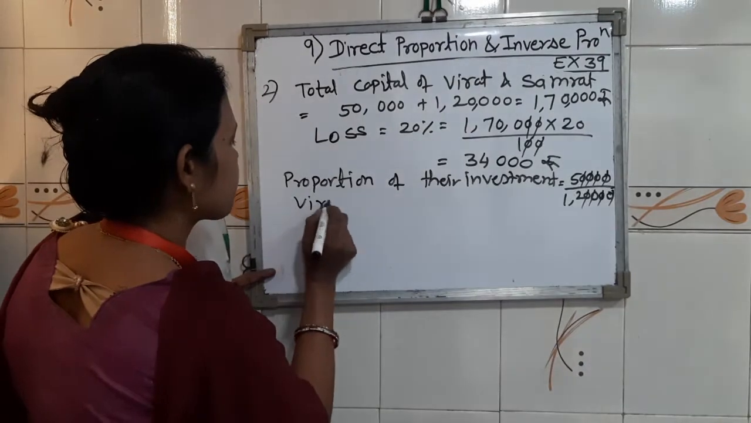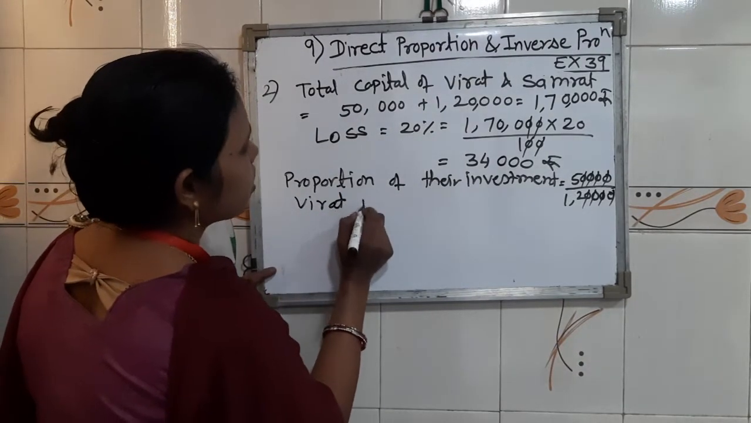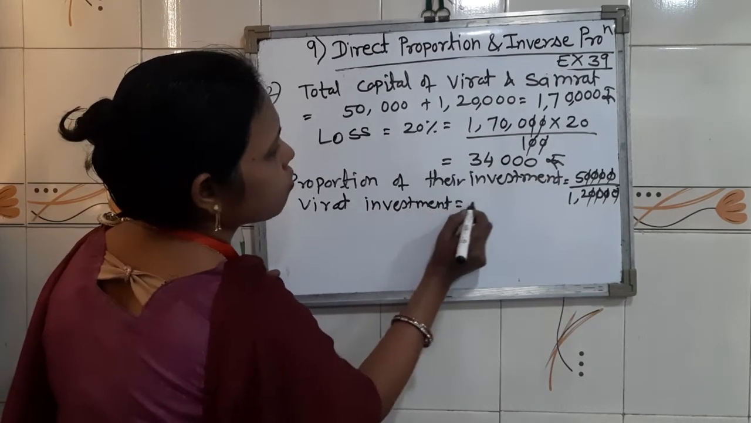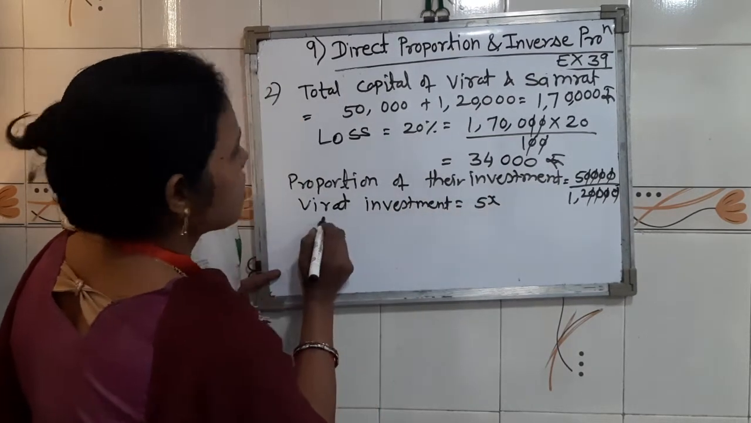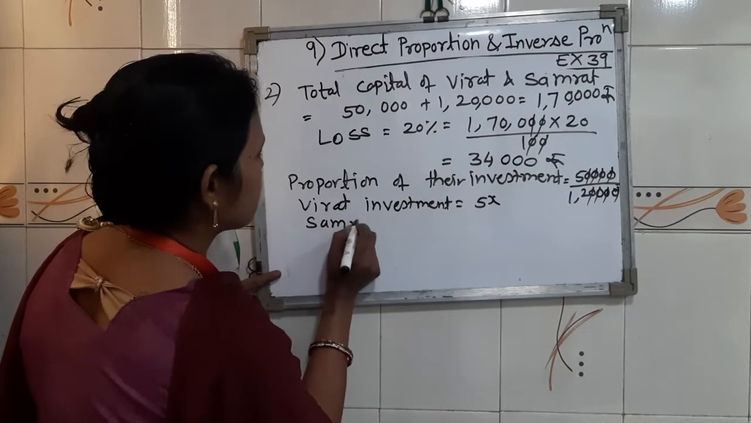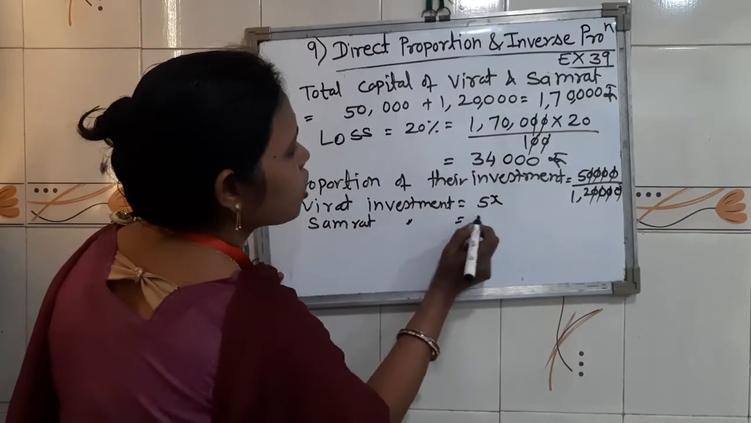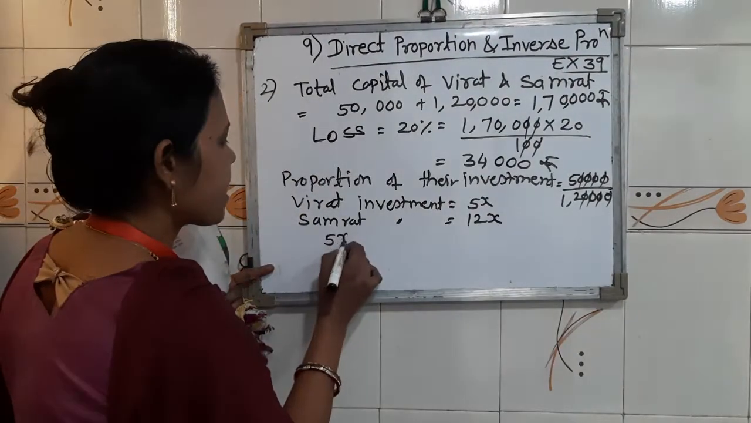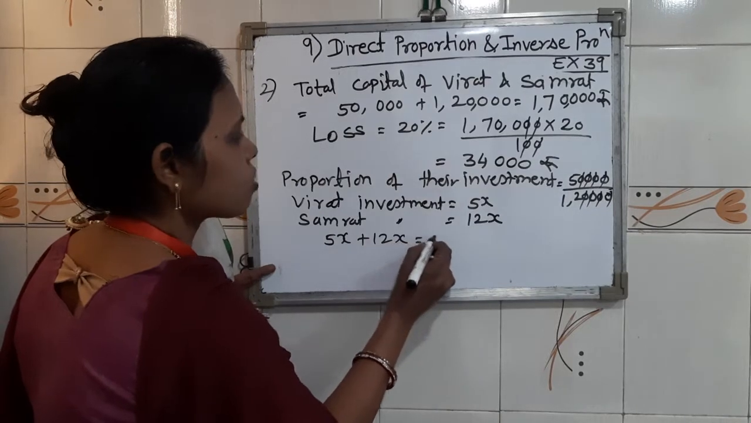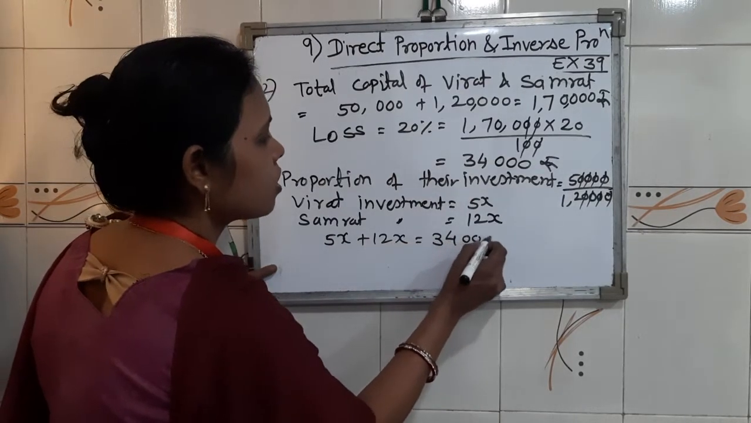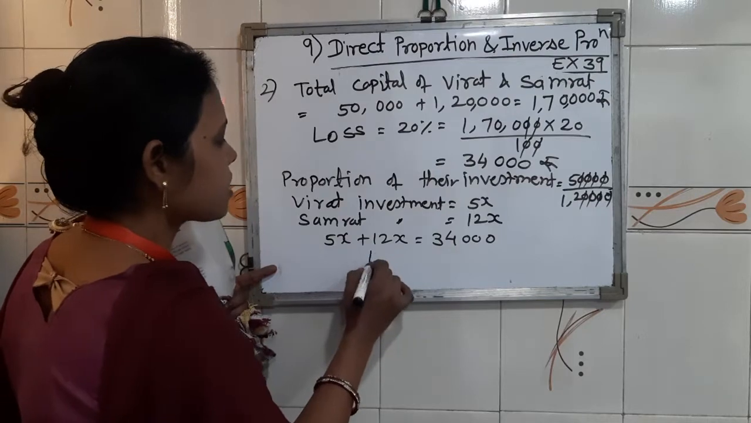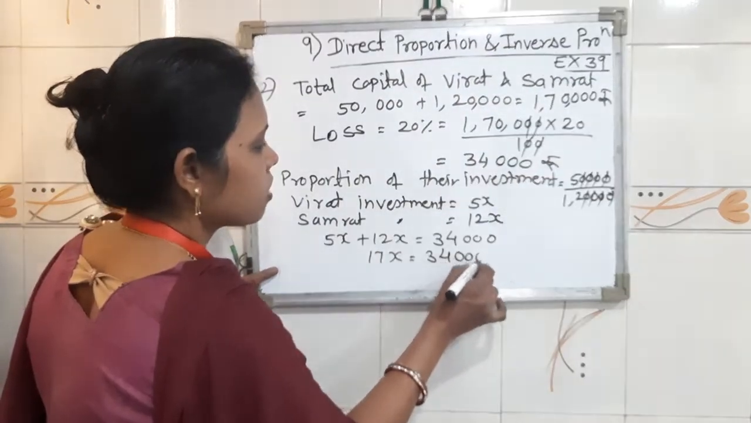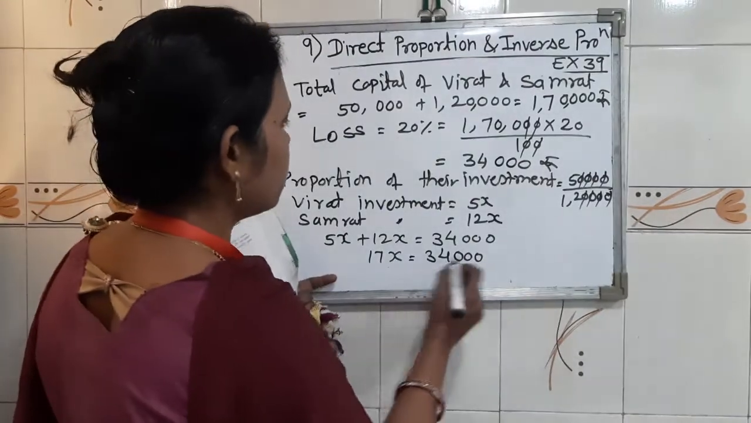Virat investment equal to 5x. Samrat investment equal to 12x. We will add both these. 5x plus 12x equal to 34,000. 12 plus 5, 17. 17x equal to 34,000.